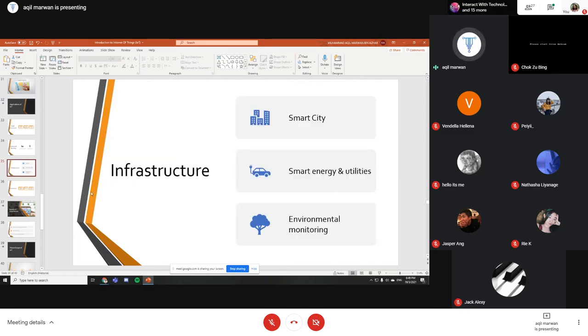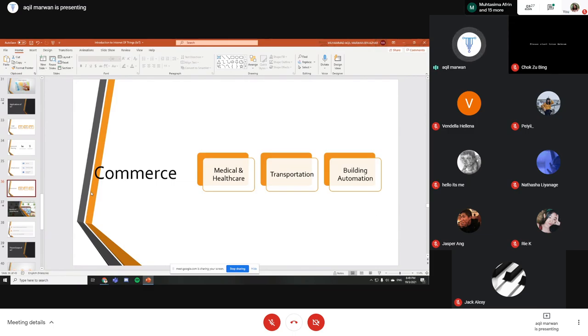The third one is infrastructure, like smart cities, smart energy and utilities, like using electric-based cars, like the Porsche Taycan and Teslas, like we all know. And by using these smart energy and utilities, you can hopefully also reduce the carbon exposed to the air. And also environmental monitoring, like disaster management itself. And the fourth one is commerce, which means the business side. So it will also help in the medical and healthcare sector, and also transportation, and also building a lot of automations out of artificial intelligence.